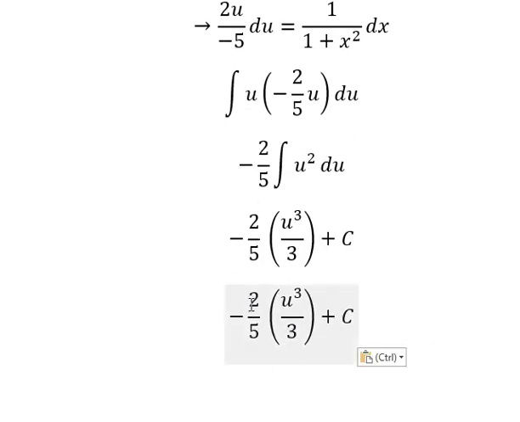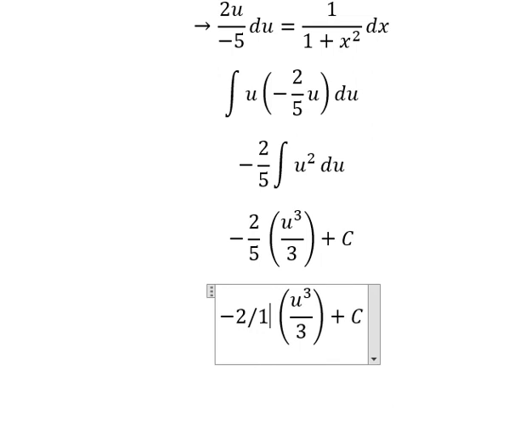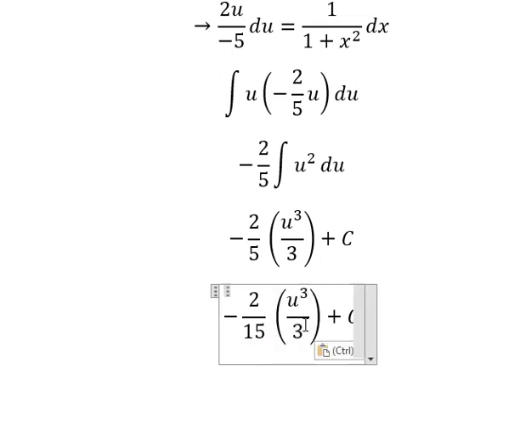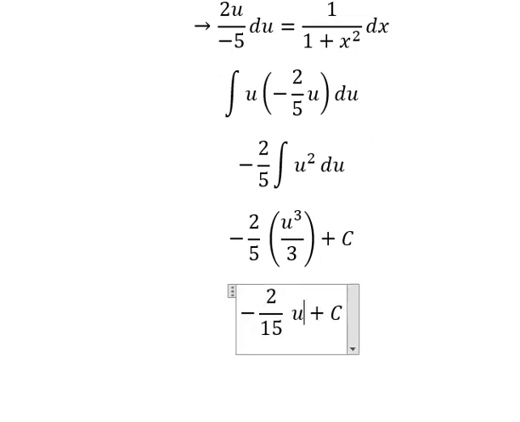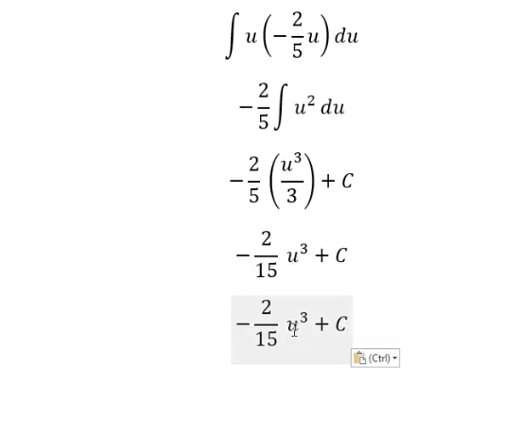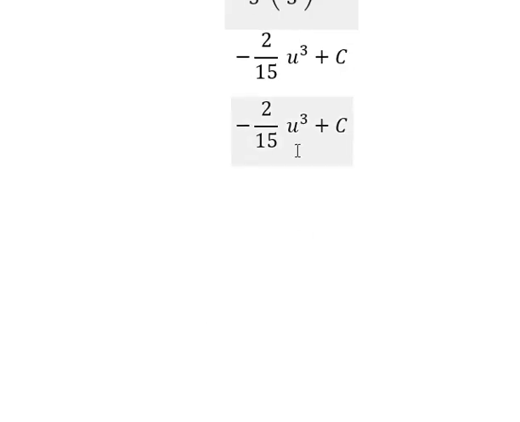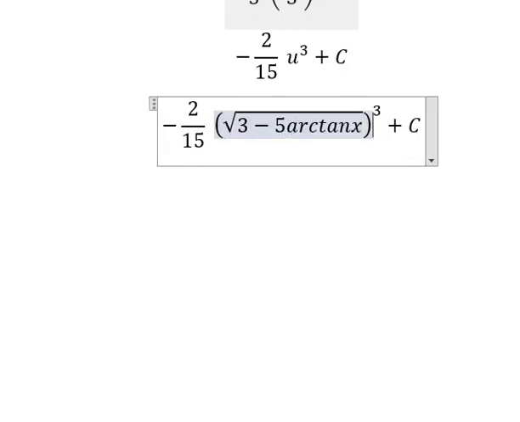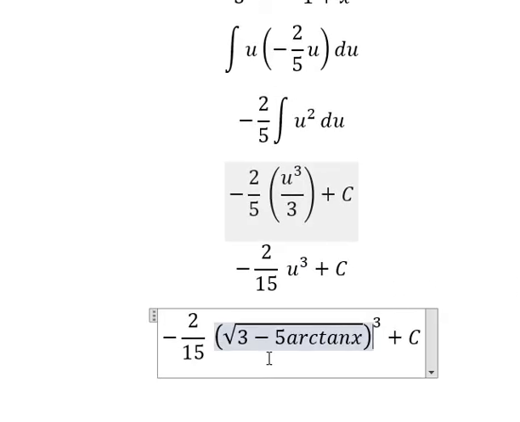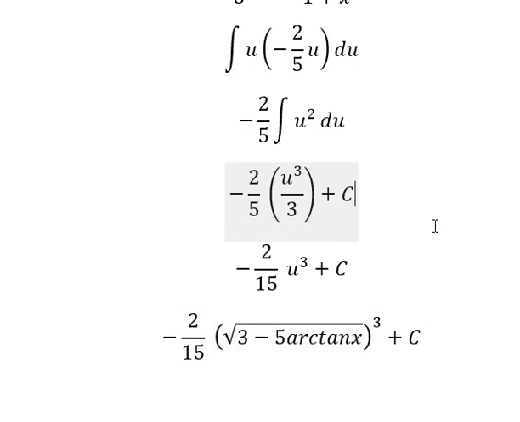Number 5 and number 3, we have 2 over 15. About u, that is this one. And here is the final answer. That is the end.